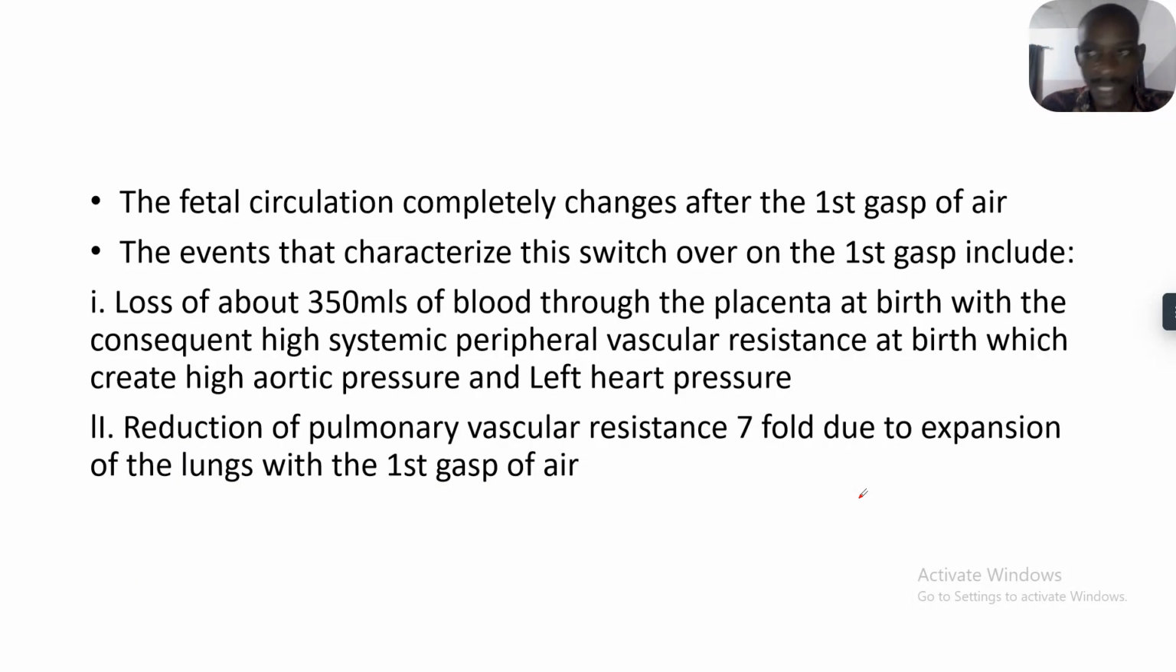So let's go back and see what the lecture note has for us. Now we see that fetal circulation completely changes after the first gasps of air. The events that characterize this switch include loss of 350 mils of blood through the placenta at birth, with a consequent high systemic peripheral vascular resistance, which creates high aortic pressure and left heart pressure. There's also a sevenfold reduction of pulmonary vascular resistance due to the expansion of the lungs with the first gasps of air.